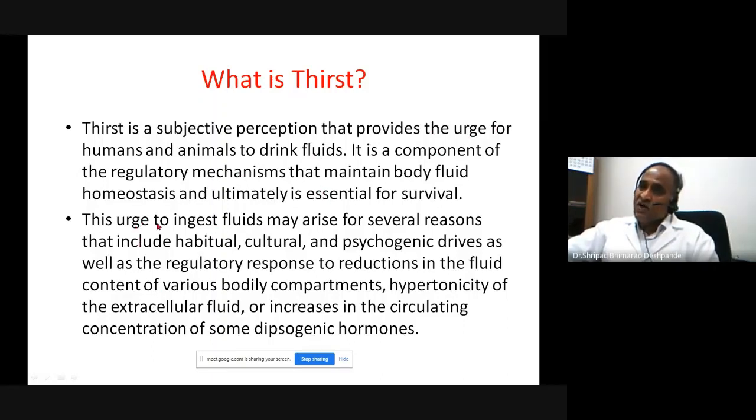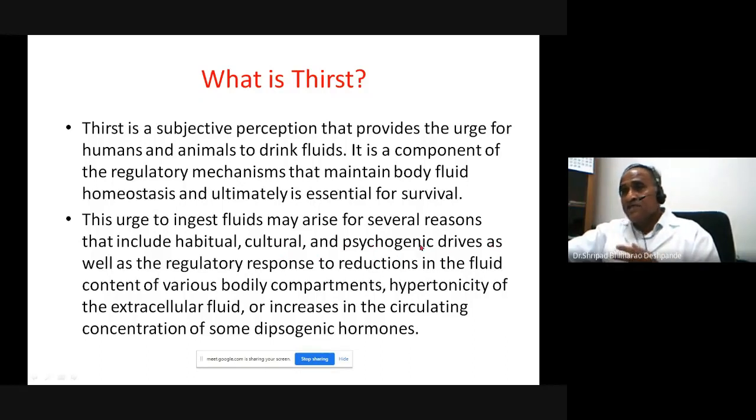The urge to drink or urge to ingest fluid arises from a number of factors that may be habitual, that may be cultural. Habitual means we are habituated to drink water. So whenever we come from the hostel, we drink water, or we go to the hostel, we drink water, or wherever we see a water resource, we may drink water. So this is habituated. And cultural means, whenever we visit somebody, they may offer you some drinks, beverages, and water, plain water, or anything, or cold drinks.